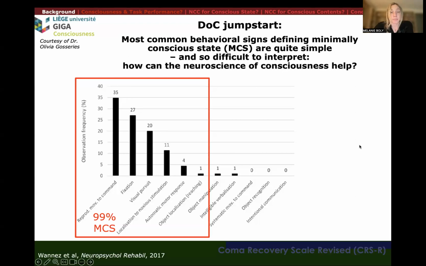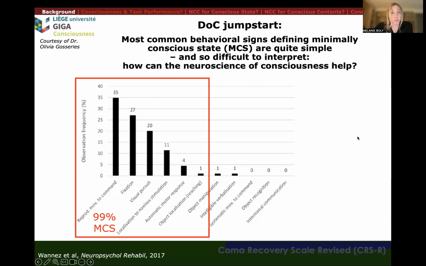But because they cannot communicate with us, it's actually quite difficult to interpret sometimes alone. And so that's where the neuroscience of consciousness can come to the rescue and help us decipher the meaning of these behaviors, and also the likelihood for these patients to be conscious.